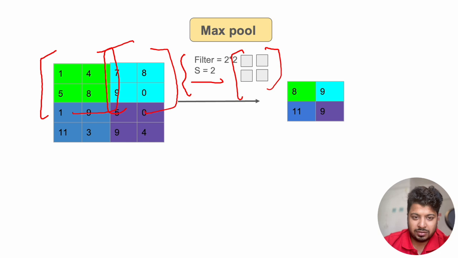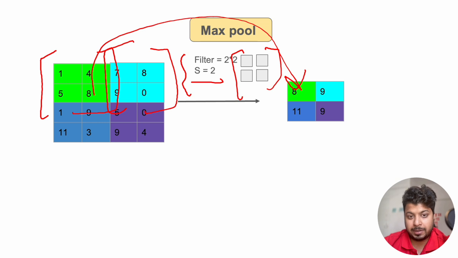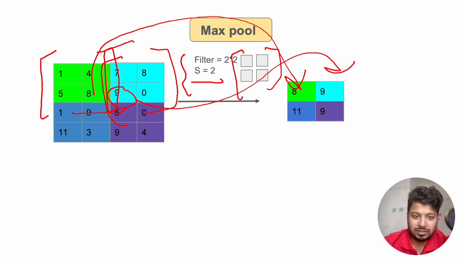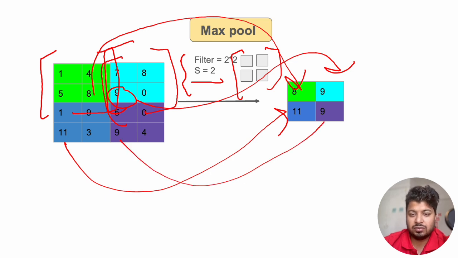So here it is 8. So out of this we take 8 here and we will create a new matrix which will contain 8. Again a similar operation on 7 8 9 0. The maximum value is 9, so we will take 9 here. Similarly here the maximum value is 8, so we will put 8 here, and here the maximum value is 9, so we will put 9 here. So this is our final matrix.